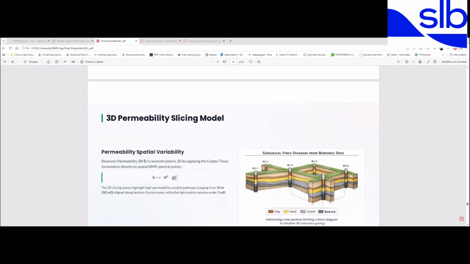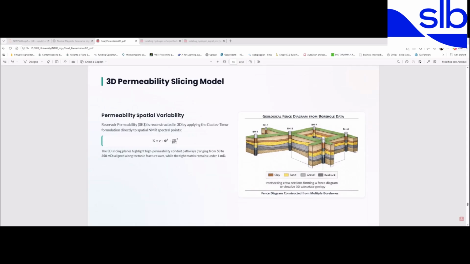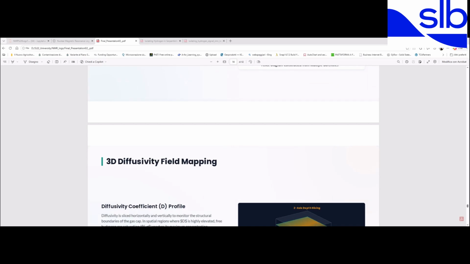This is the 3D permeability slicing model with a geological fence diagram from borehole data. The 3D slicing shows high permeability conduit pathways ranging from 30 to 35 millidarcy aligned along the tectonic fracture axis, while the tight matrix remains under 1 millidarcy.